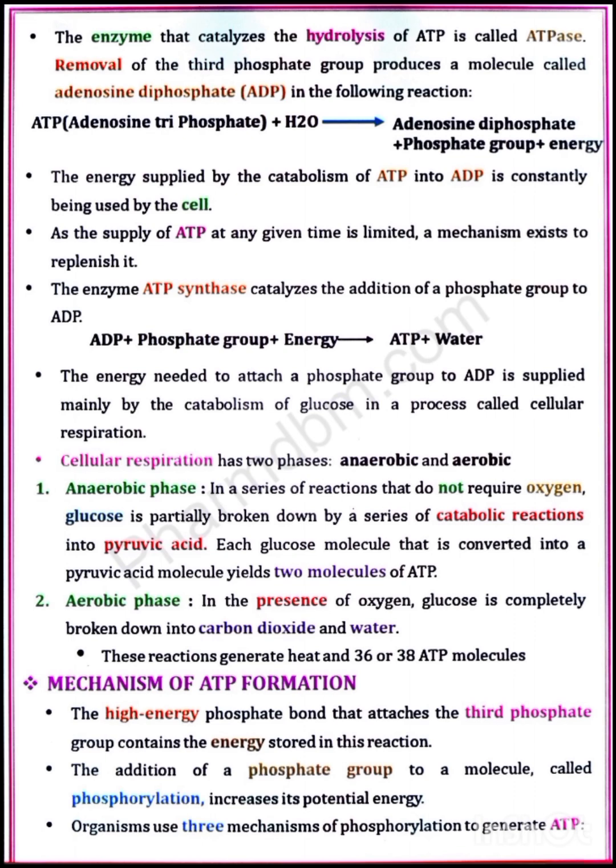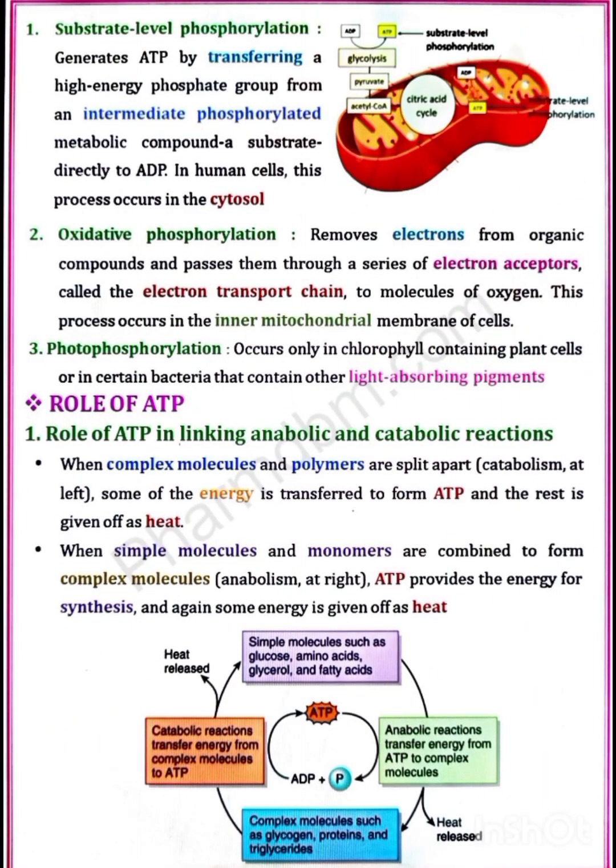Mechanism of adenosine triphosphate formation. The high energy phosphate bond that attaches the third phosphate group contains the energy stored in this reaction. The addition of a phosphate group to a molecule, called phosphorylation, increases its potential energy. Organisms use 3 mechanisms of phosphorylation to generate ATP. Substrate level phosphorylation generates ATP by transferring a high energy phosphate group from an intermediate phosphorylated metabolic compound, a substrate, directly to ADP. In human cells, this process occurs in the cytosol.